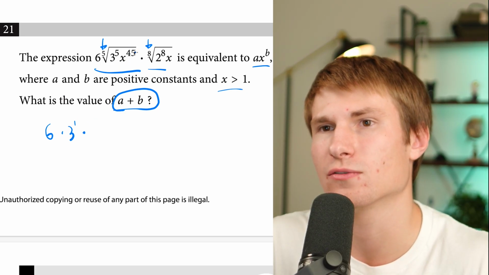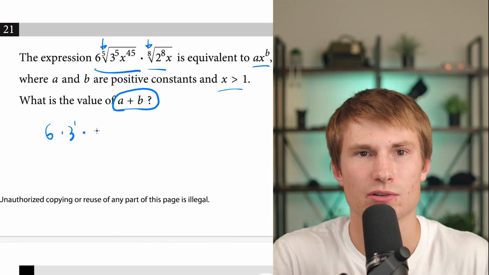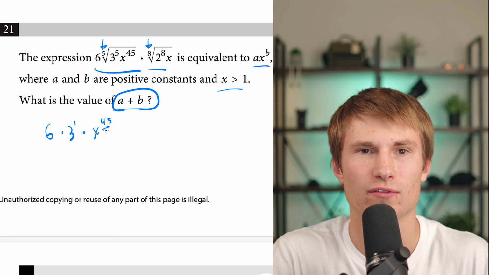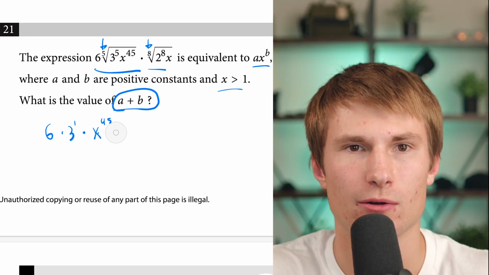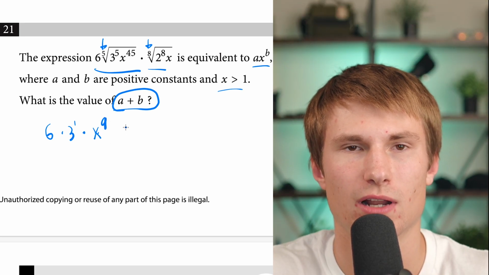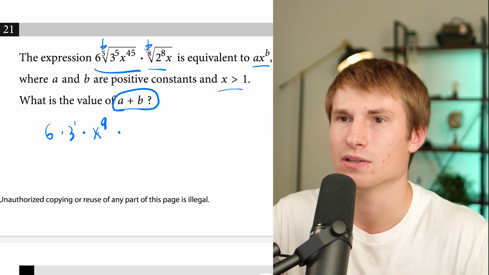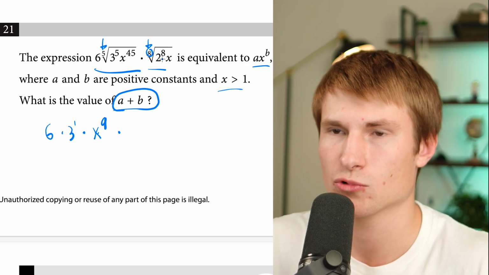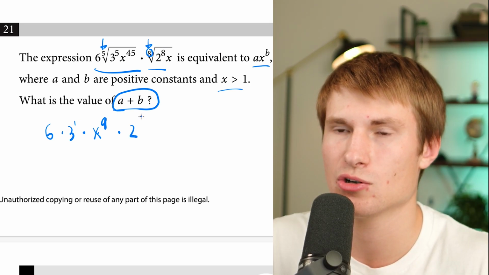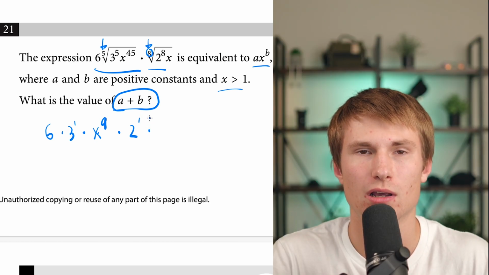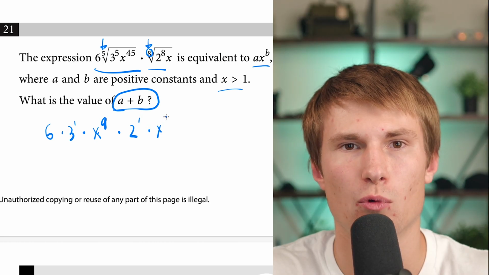Next thing we have is x to the 45 over 5. Okay, so x to the 45 over 5 is the same as x to the power of 9. Okay, so we have x to the power of 9. Now we have to multiply that by this 8th root of 2 to the power of 8, which is the same as 2 to the power of 8 over 8, or 2 to the power of 1. And then we have to multiply that by x to the power of 1 over 8.